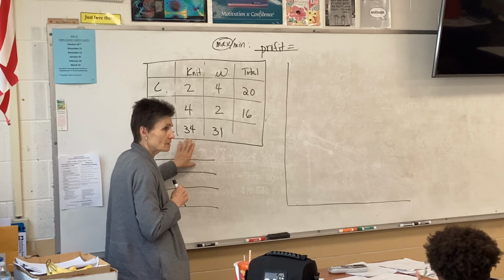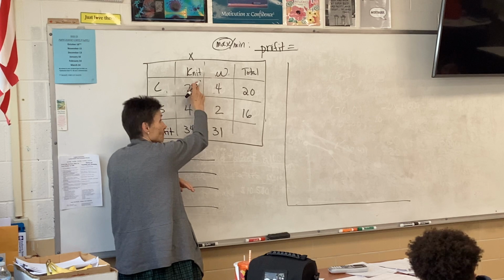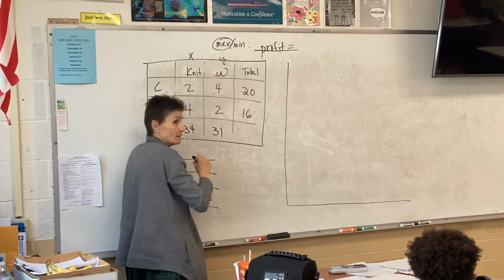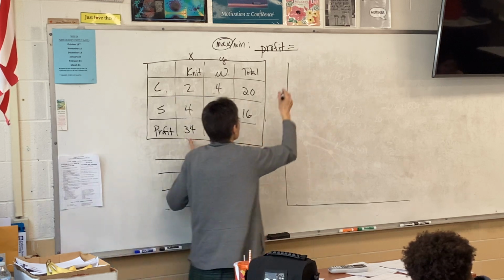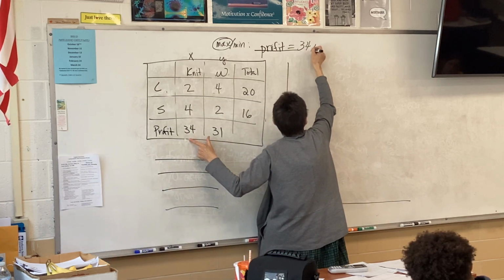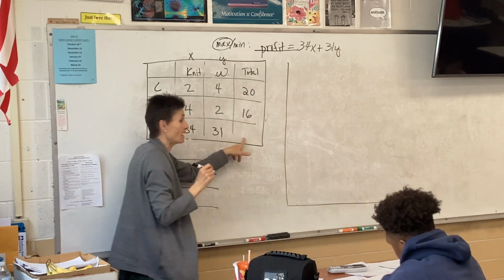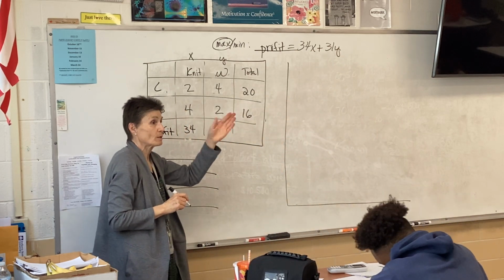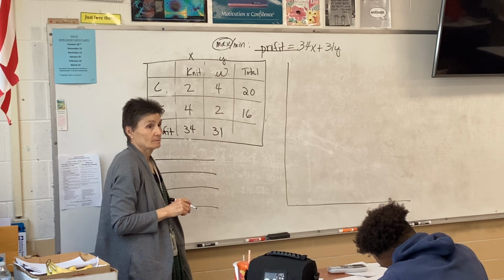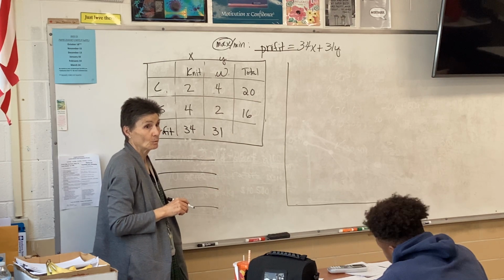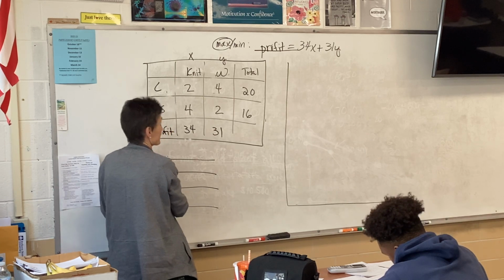Make them. So maybe let X be knit suits and Y the worsted suits. So 34X plus 31Y is how I will calculate my profit. $34 for every X, $31 for every Y. You with me on that? All right, what are my constraints then?